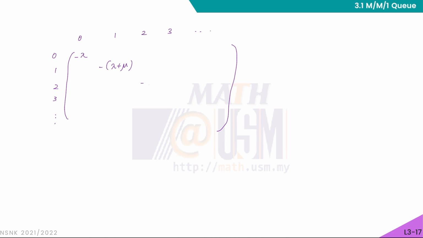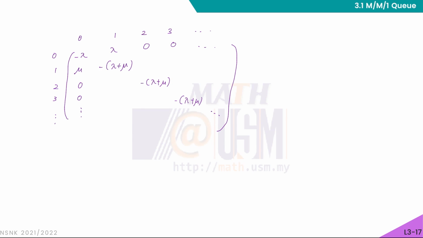The same for state 2, negative lambda plus mu. Also for state 3 and so on. Then jumping from state 1 to state 0, the rate is mu. From state 2 to state 0, you don't have any rate. Jumping from state 0 to state 1, basically an arrival, you have lambda. From 0 to 2, nothing, so it is 0.